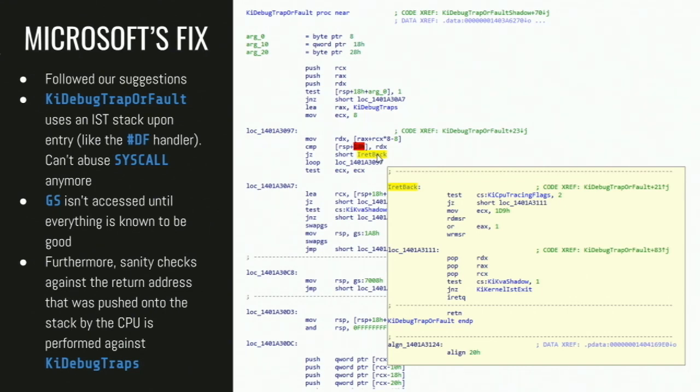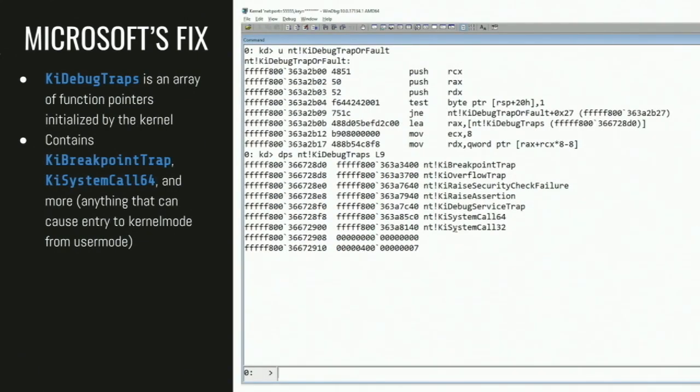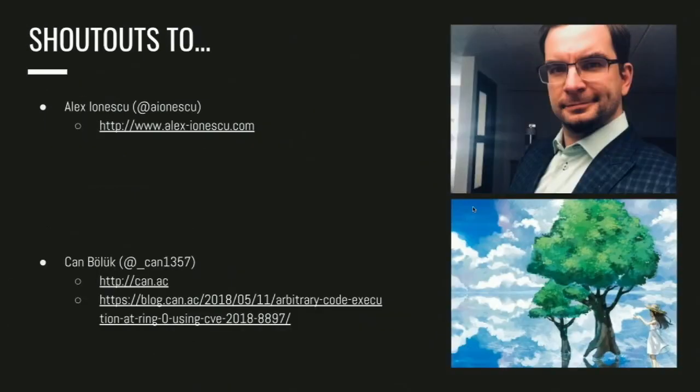I guess the magic is that the KiDebugTrapOrFault handler now will use a known good stack regardless of how you enter it. Even if you enter it from kernel mode, it will use a known good stack, just like the double fault handler. That means you can't abuse Syscall anymore. And furthermore, GS memory is never dereferenced until you're known to be in a good state. The way you're known to be in a good state is by checking KiDebugTraps. KiDebugTraps is basically an array that contains function pointers that you could enter from user mode, and the goal is if you throw an INT 1 from any one of these, you're not allowed to progress, and you just IRET out, so it avoids that exploit. Now Nick's going to wrap it up with some shout outs to some industry folks.